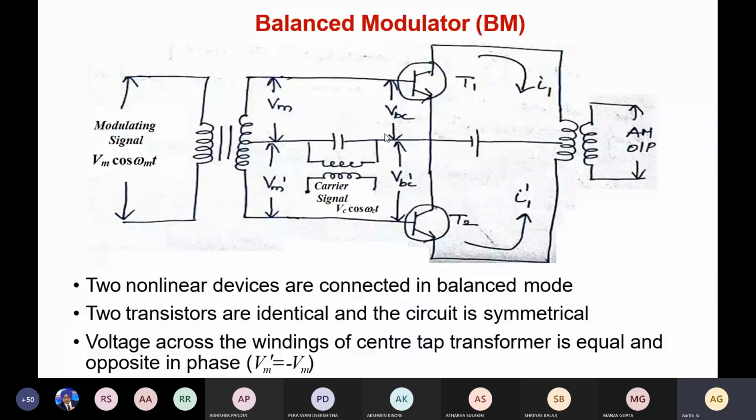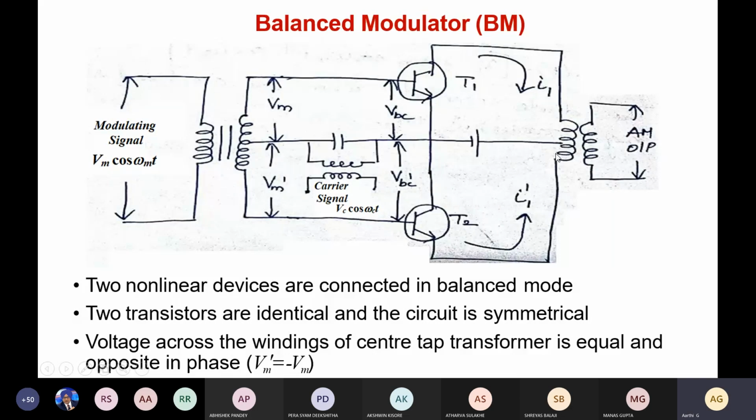This is the circuit for the balanced modulator. Here we are using two transistors, T1 and T2, and we have a modulating signal Vm cos omega mt. We have a transformer here, and we have the positive Vm and minus Vm, the other Vm being shifted in phase. So this modulating signal is applied in a push-pull fashion, and the carrier signal is applied in parallel at both the transistors T1 and T2.